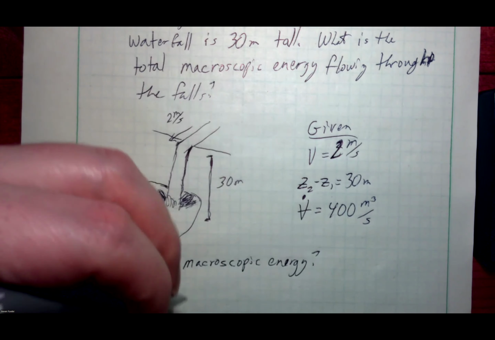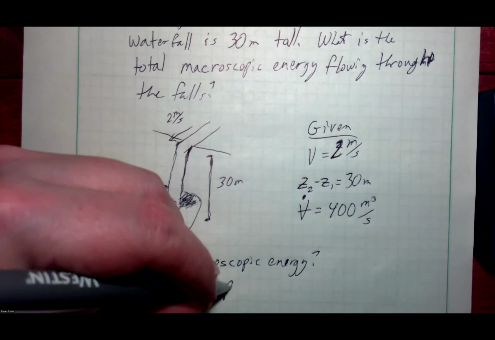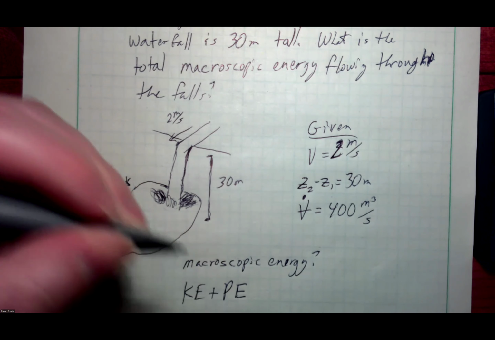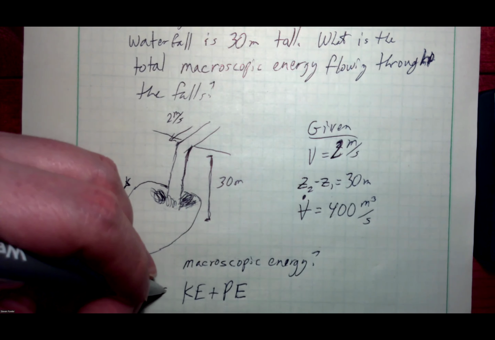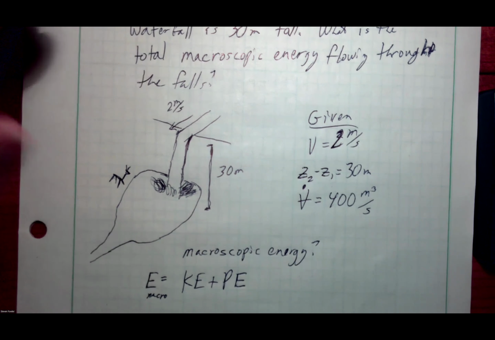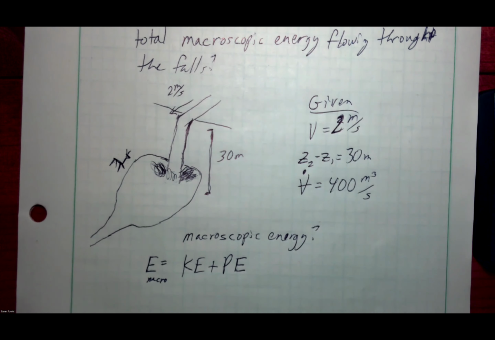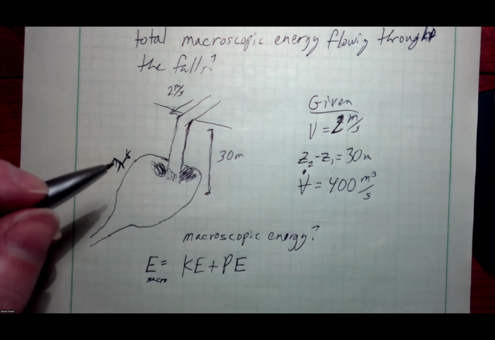What is that? Well, we talked about that. That is your kinetic energy plus your potential energy, right? That is your macroscopic energy. That's a definition we talked about briefly. We didn't dwell on it too long, but we did mention it a few videos back. That's the macroscopic energy. It's kinetic energy plus potential energy.